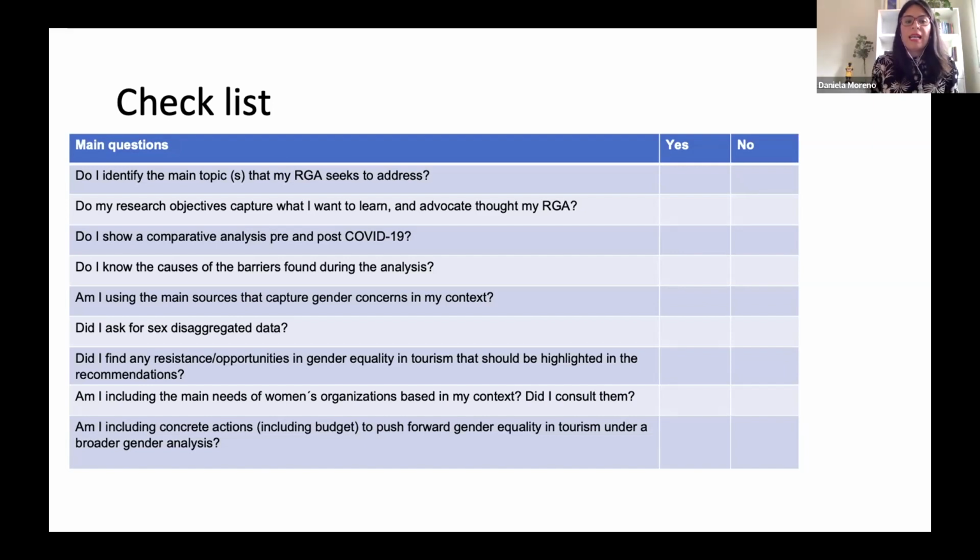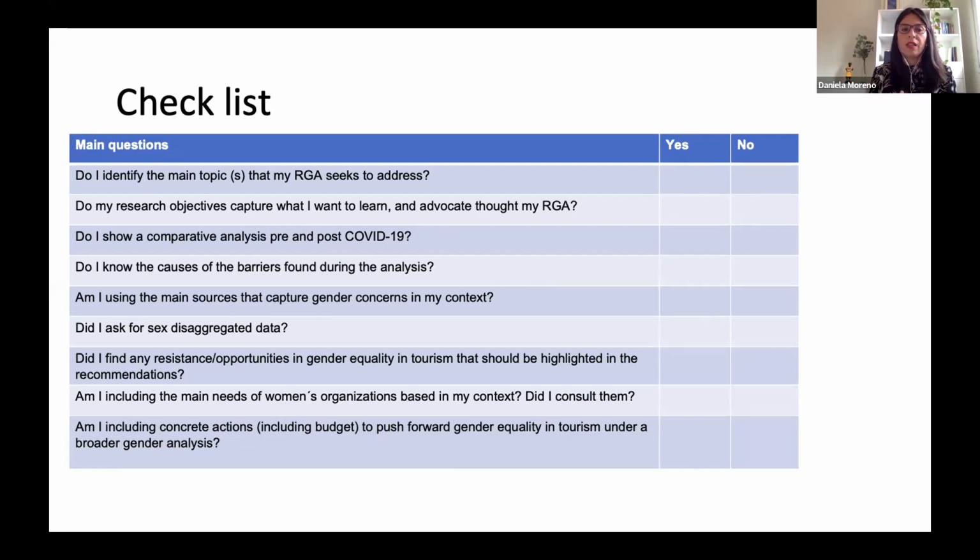Another question is, did I find any resistance or opportunities in gender equality in tourism that should be highlighted in the recommendation? So here we are in the final steps. We are covering the final step of a rapid gender assessment. We learned that in session number 1. So as I told in session number 1, recommendation is very important. We have to include very strong items on recommendations.